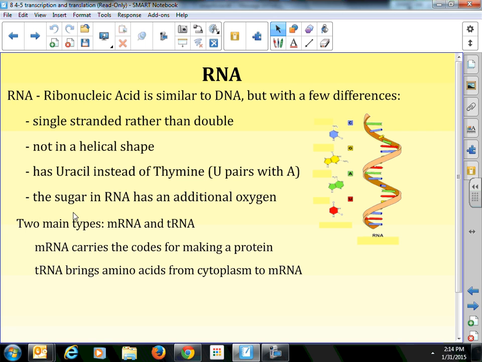And the last thing that's different between RNA and DNA is the sugar in the RNA is different. It has an additional oxygen, so it's not deoxyribonucleic acid. It is simply ribonucleic acid because it's got an extra oxygen. There's two different types of RNA that are made. One is called mRNA, which stands for messenger RNA, and one is called tRNA, which is transfer RNA. mRNA carries the codes for making a protein out to the rough ER, and the tRNA goes out into the cytoplasm, finds the amino acid that's needed to make a protein, and brings it to the mRNA, the site where proteins are actually going to be made.